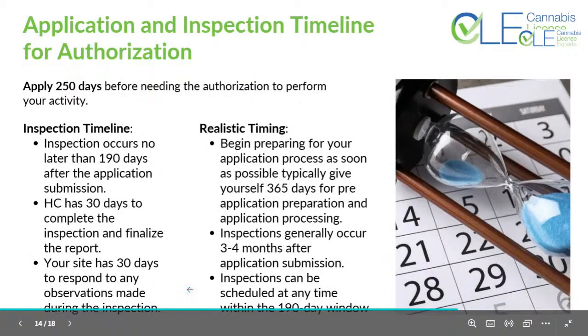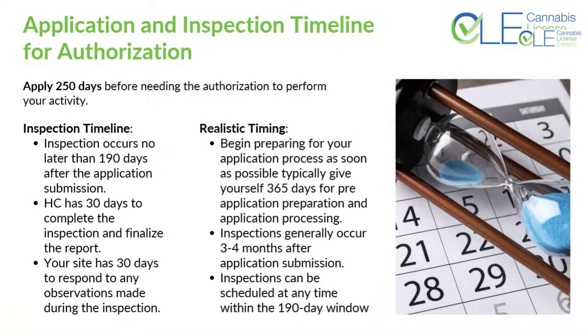So, application timeline. This is not a quick process, so make sure you have this planned out properly, and that you are not over-promising to any potential customers that you are looking at working with. So, inspection timeline. Inspection occurs no later than 190 days after you've submitted your application. Health Canada has 30 days from that notification to complete their on-site inspection and finalize the report that is presented to you and available online. And then your site will have 30 days to respond to any of those observations that were made during the inspection. So this is what Health Canada says.